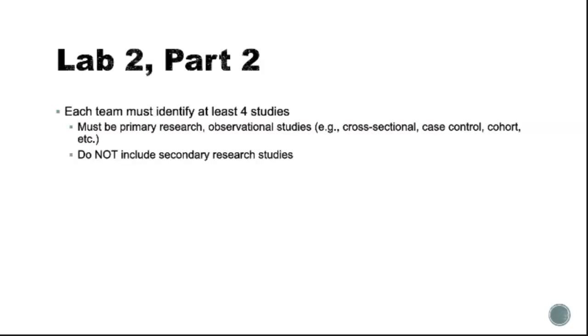So for this lab assignment, each team needs to identify at least 4 studies. You're going to search the literature and find studies that are relevant to your research question. Remember, these have to be primary research. They need to be observational studies, so think about things like cross-sectional studies, case control studies, cohort studies. Remember that things like systematic reviews and meta-analyses are considered secondary research, and you should not include those in your lab assignment.